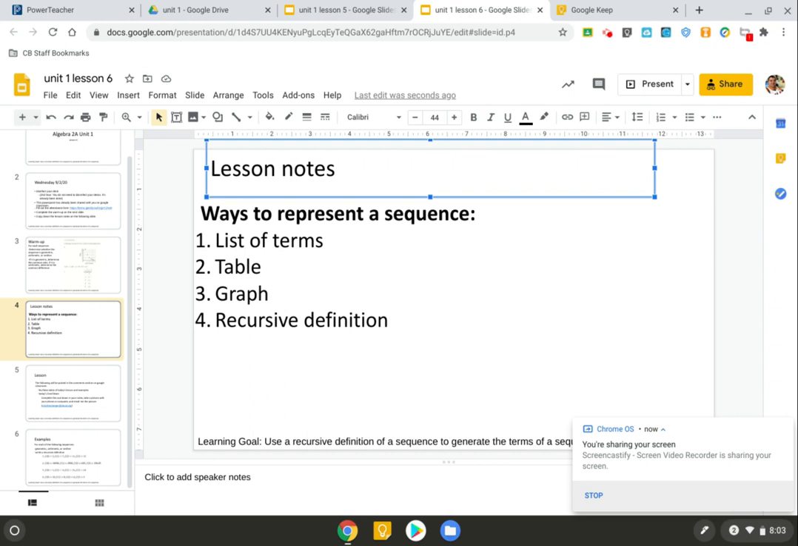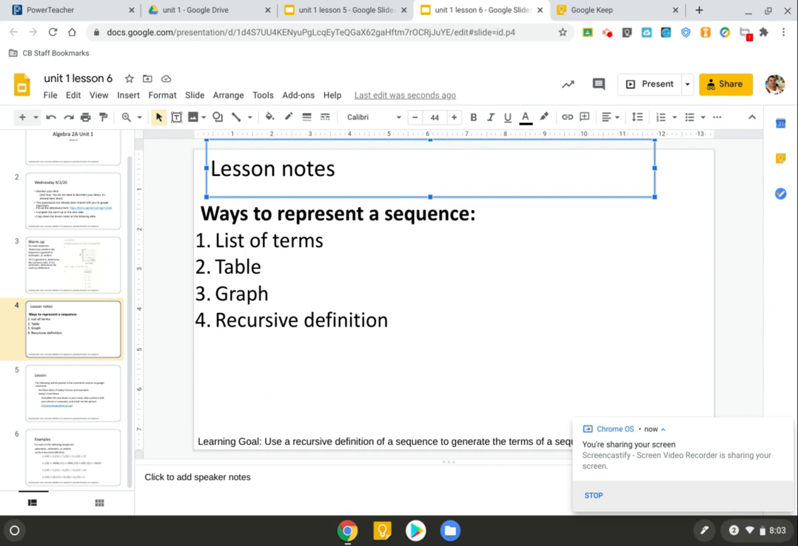Of course, the big thing is the difference between geometric and arithmetic sequences, and we've learned about these different ways to represent a sequence. You could have a list of terms. You could have a table. You could have a graph. Remember, in a geometric sequence, the graph is usually exponential, and in an arithmetic sequence, the graph is usually linear.